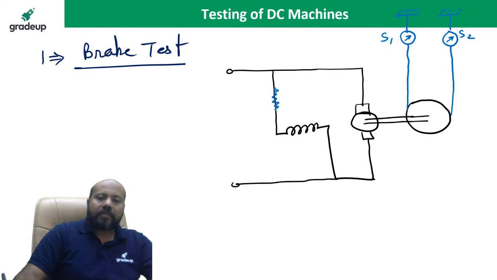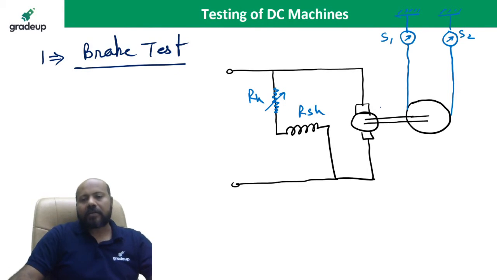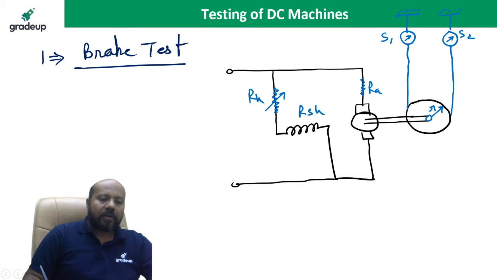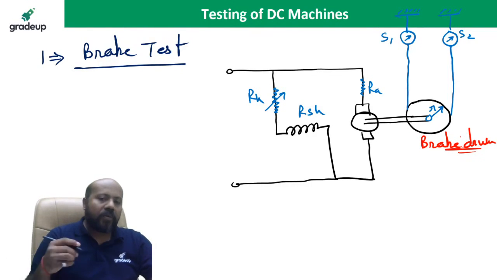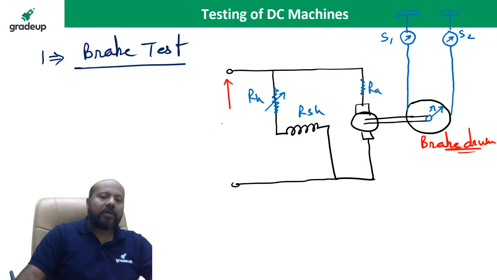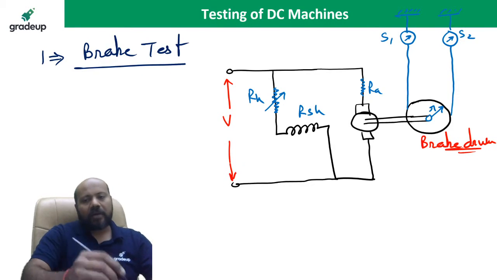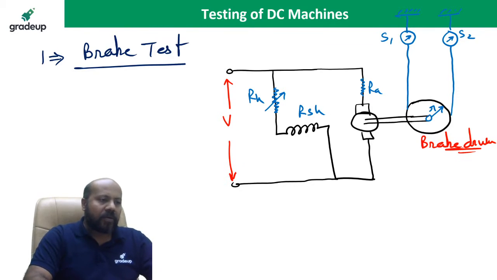Now we are putting some variable resistance in the field winding, Rh. This is the shunt field. And there is going to be some armature resistance also. Now, suppose the radius of this brake drum is small r. Now, if you see, the purpose of this brake drum is that your motor wants to rotate. Your motor wants to rotate, you are applying some voltage, but this brake drum does not allow your motor to rotate. Are you getting this idea clear in your mind? So what is happening?